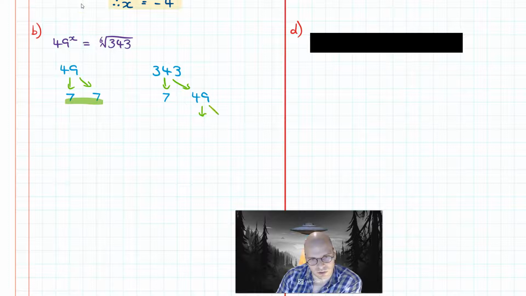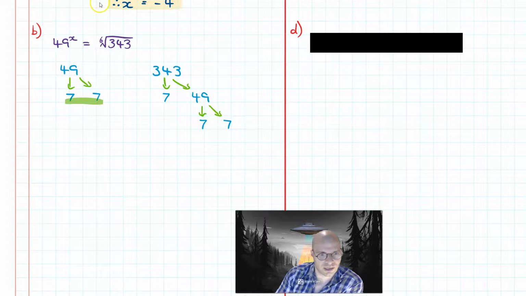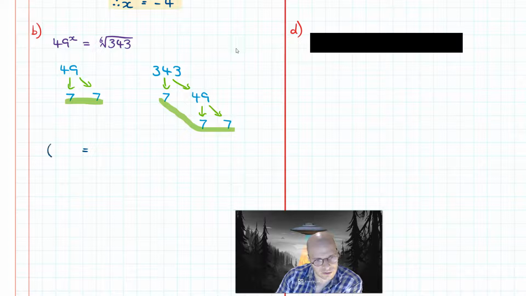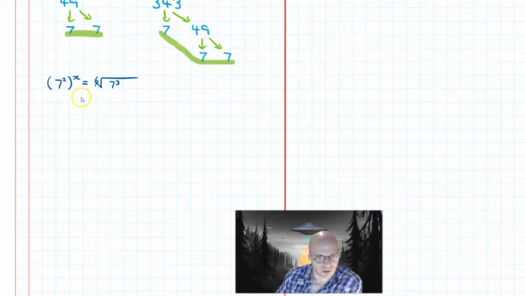And of course, because I know my 7 times tables, I know that the factors of 49 are 7 and 7, as shown on the left over here. So here are my factors. Putting this together to simplify my equation, I'm going to have 7 to the power of 2, x, and then I'm going to have the 6th root of 7 to the power of 3.